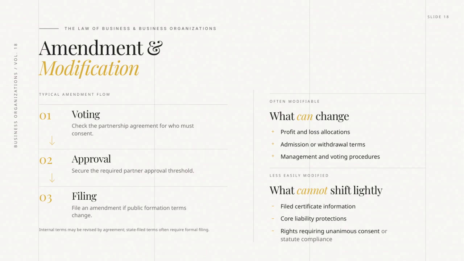Internal terms might just need agreement among the partners, but anything involving state-filed documents usually must be formally filed with the relevant government office. Understanding this process helps ensure that amendments are done legally and smoothly, respecting both the flexibility needed for business operations and the legal requirements protecting the organization.